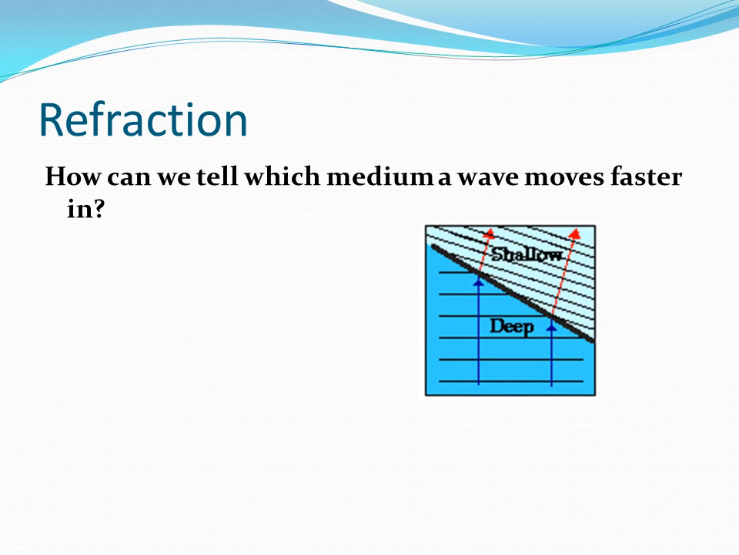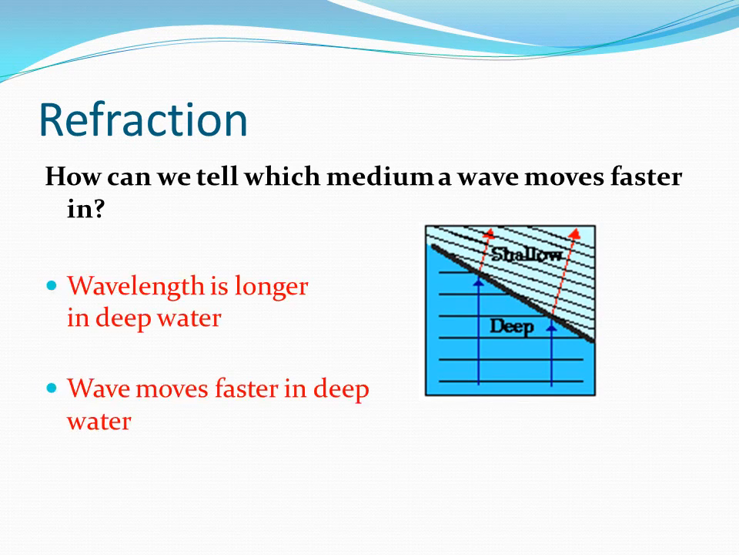The cool thing about this is we can actually tell which medium a wave moves faster in based on the wavelength. The longer the wavelength in a material, the faster the wave moves. In this case, we know the wavelength is longer in deeper water, and so the wave must move faster in that water. Another way to look at this problem is to look at the black boundary line between deep and shallow water, and the yellow line I've just inserted on this diagram representing the perpendicular to that boundary.